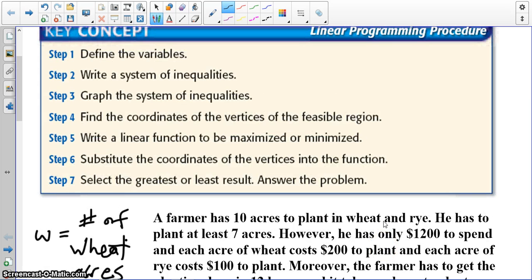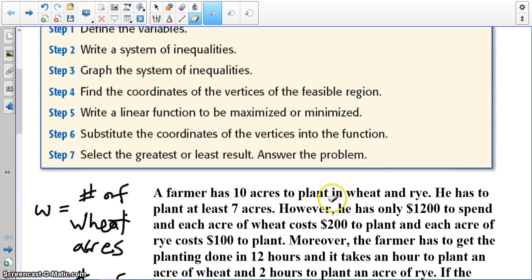Steps 2 and 3 are probably the hardest part. Step 2 is the hardest part for a lot of students because it really is going from the English to the math, and that really is what makes word problems difficult for a lot of people. Same thing goes for step 5, write a linear function, that's the f of x, y. So actually 2 and 5 are the hard parts, going from the English to the math. So let's try to do that with the inequalities, the system of inequalities.